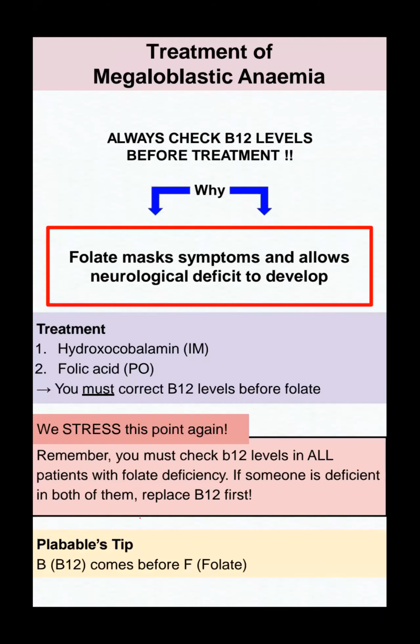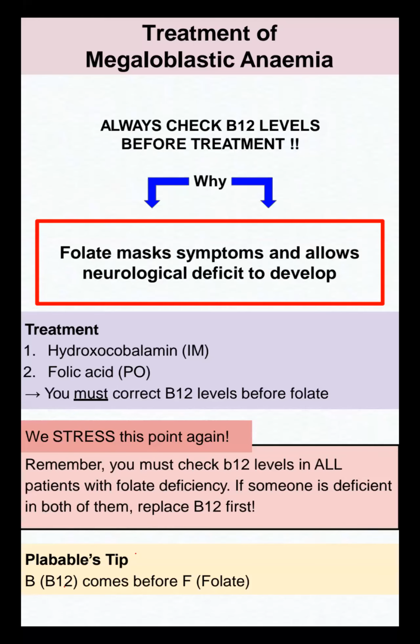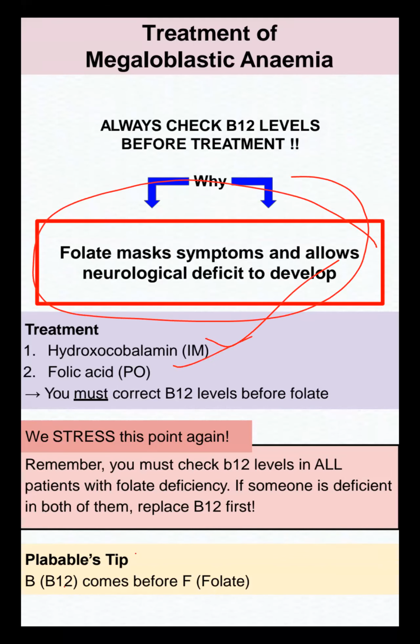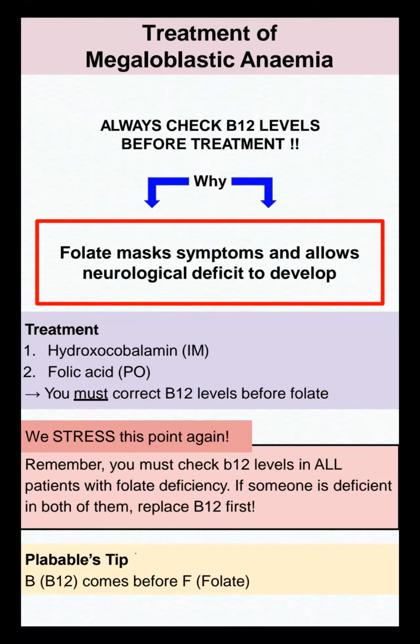Okay. So megaloblastic anemia treatment. See, always check B12 level before treatment. Why? Folate may mask symptoms and allow neurological deficit to develop. So in the exam question, hydroxocobalamin I have to give, along with folic acid, and you must correct B12 before folate. B12 first, so hydroxocobalamin first. So we have to remember B12 along with folate, and B12 level in acute lymphoblastic leukemia, folate deficiency. So we have to correct B12 first and then folate. This way we have to remember the question, what and how we will correct our patient.